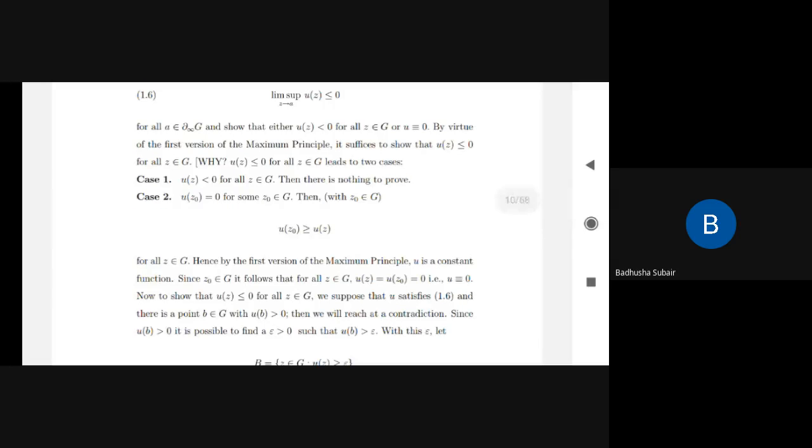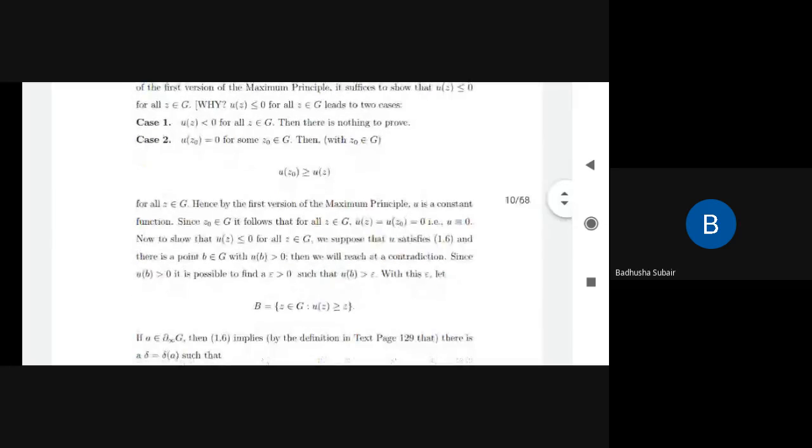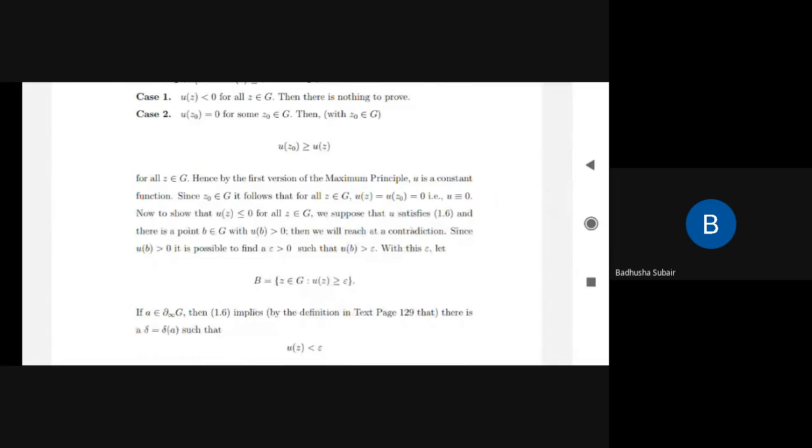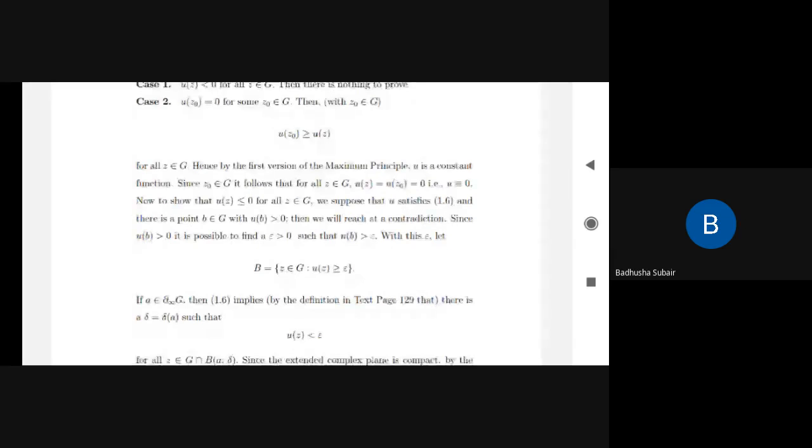And case 2 is that U(Z0) equals 0 for some Z0 belongs to G. Then it is obvious that U(Z0) is greater than or equal to U(Z) for all Z belongs to G. Hence by the first version of the maximum principle, U must be a constant function. That is, since Z0 belongs to G, it follows that for all Z belongs to G, U(Z) equals U(Z0) equals 0. That is, U identically equal to 0.